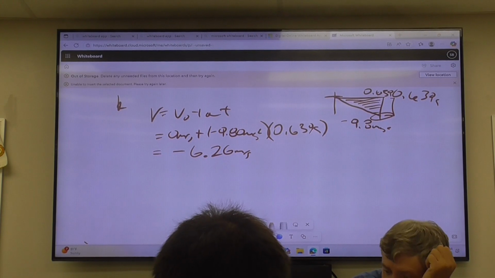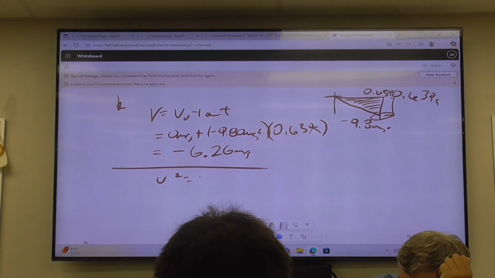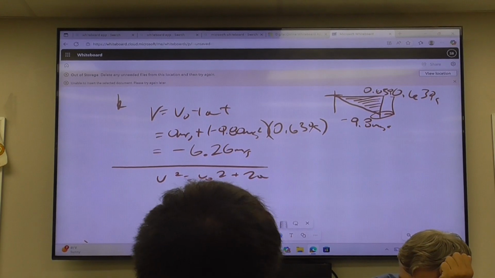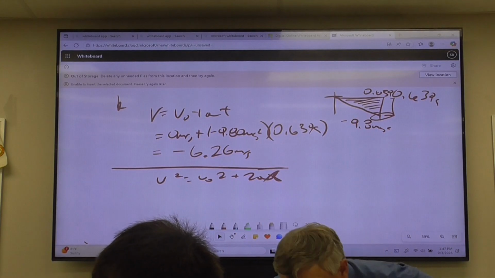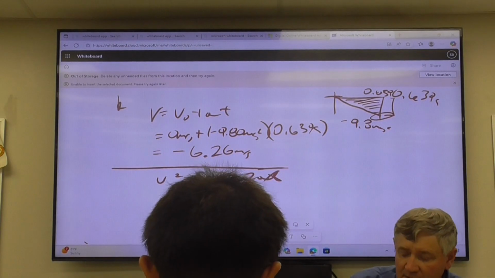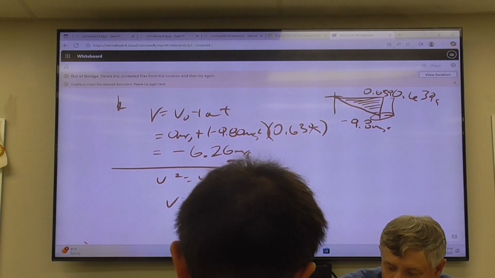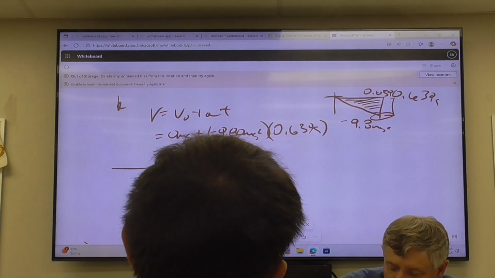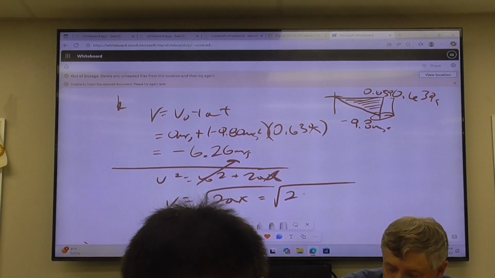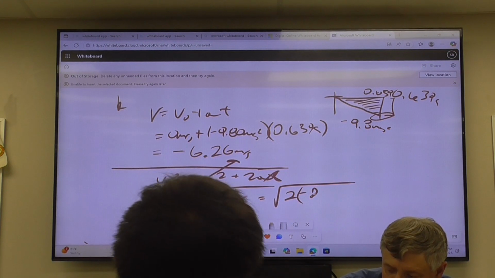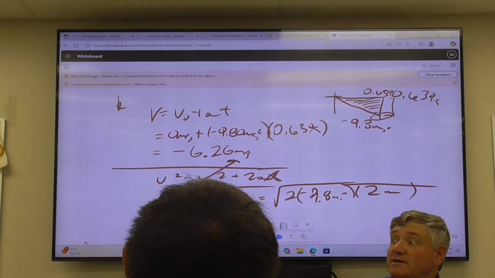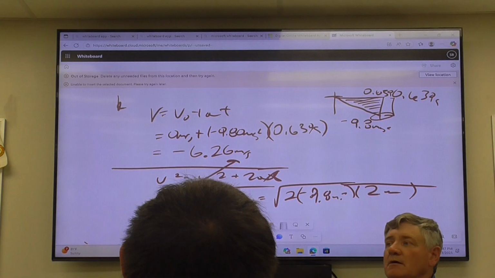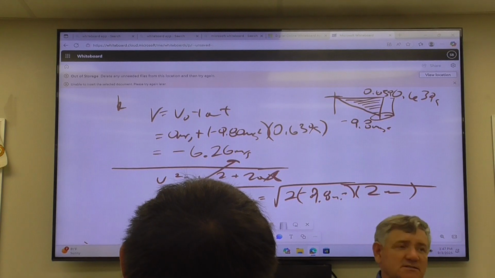Oh, I can use that equation. V squared equals V naught squared plus 2AX, right? I can do this. What's my initial velocity? 0. Now, I'm going to do this wrong. 2 times negative 9.8 meters per second squared times 2 meters. Boo, hiss. Why? You're going to have an imaginary velocity.